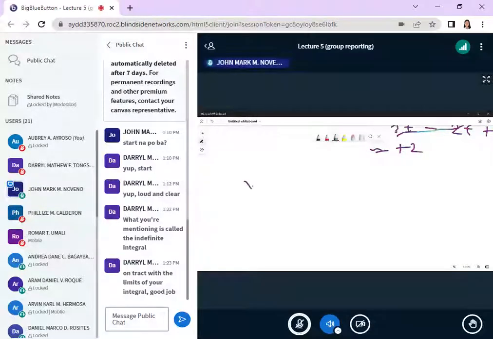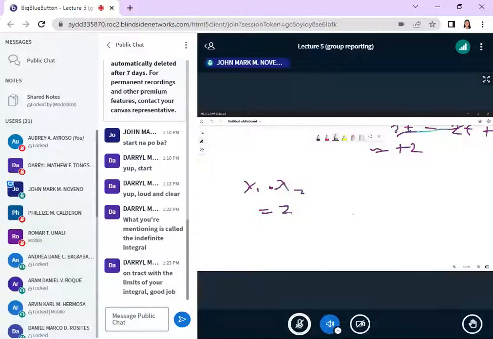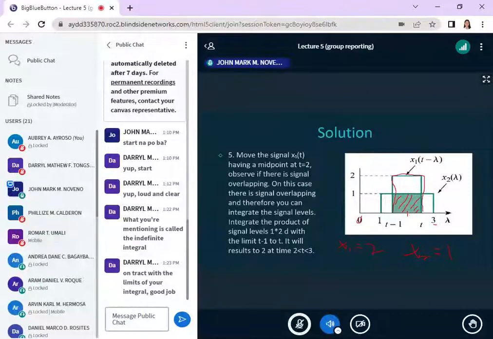So, since x sub 1, tapos x sub 2, multiply mo lang yan, equal lang yan sa 2. Kasi 2 times 1. Integrate na naman natin siya. Integral ng 2. So, alam naman natin na integral ng 2 ay 2t. Pero, i-apply na natin ngayon yung limits. Kasi, tatandaan natin, bawat overlap, mag-iiba-iba yung limit natin. So, ang magiging limit natin ay t minus 1 hanggang t uli.